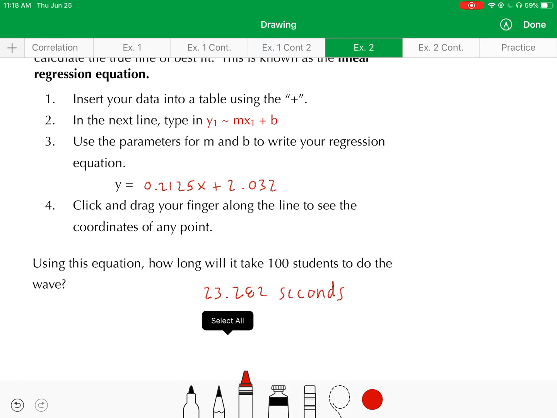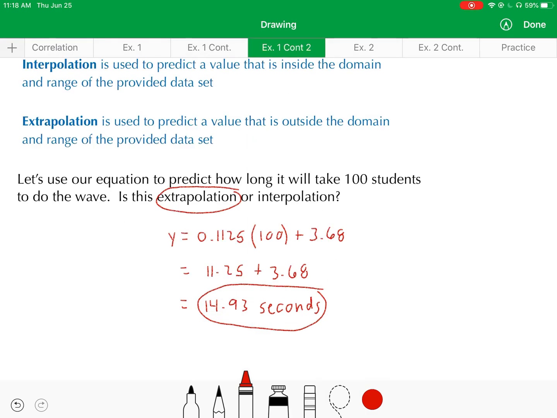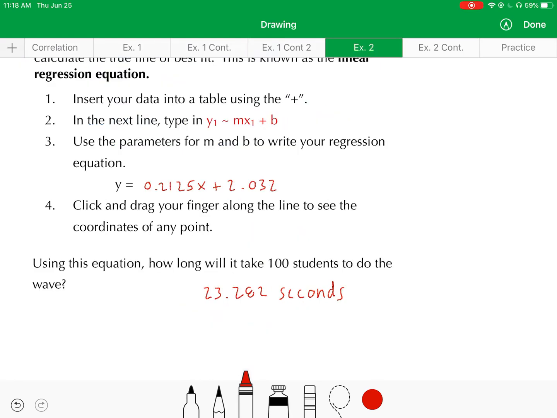All right, so once again, notice that is a very different value than the answer we got when we did this by hand. Our Desmos value is much more accurate.